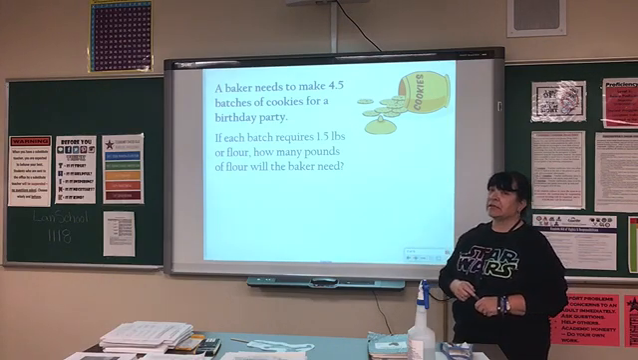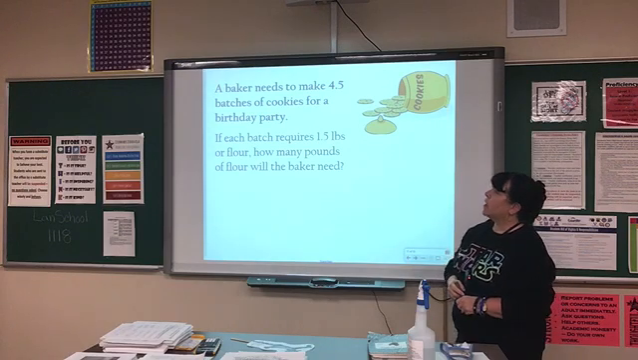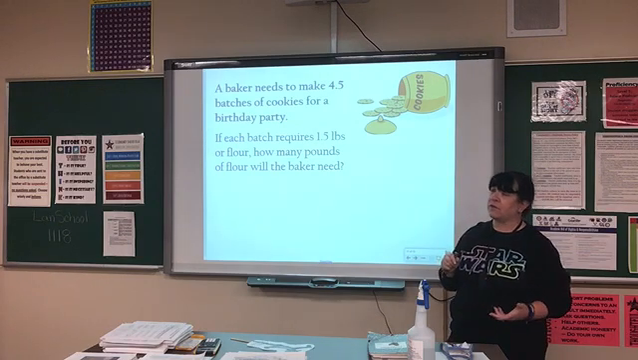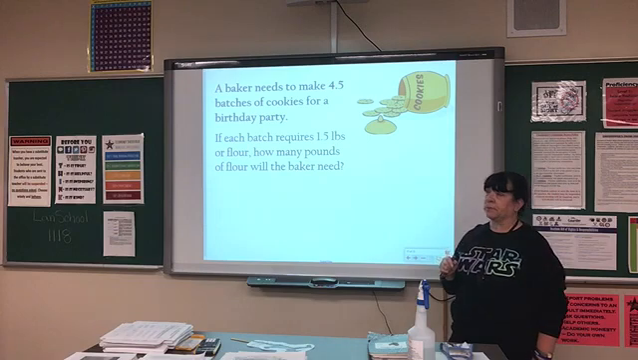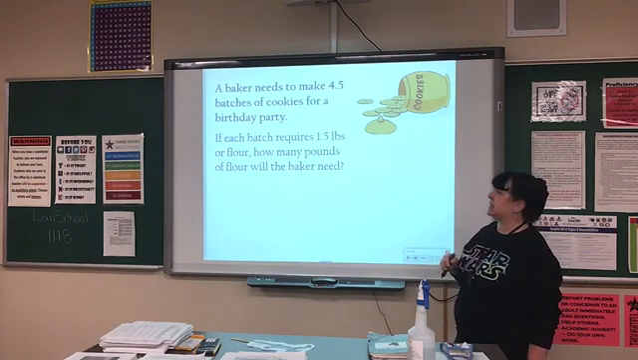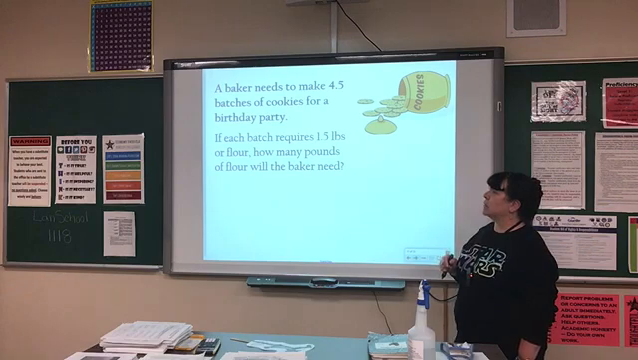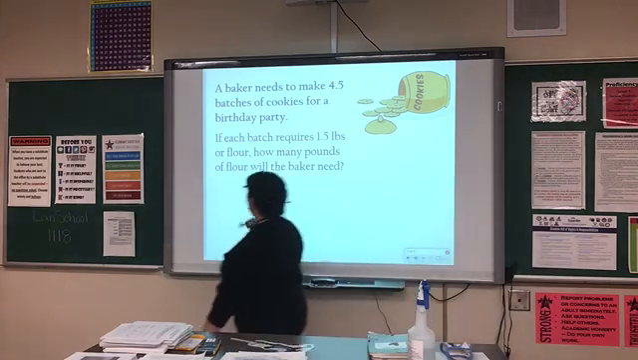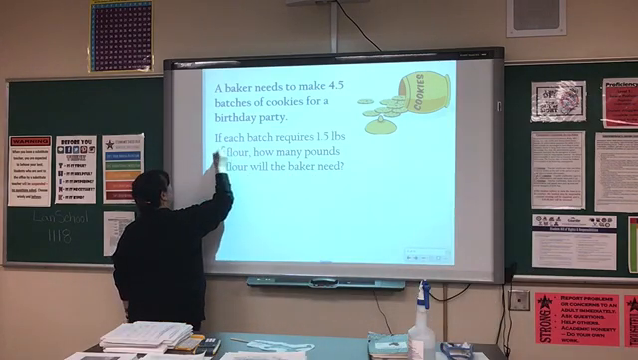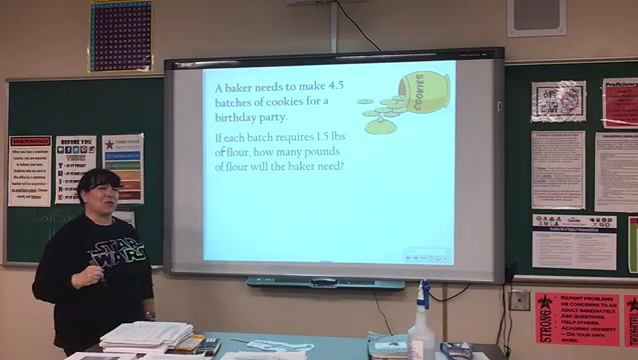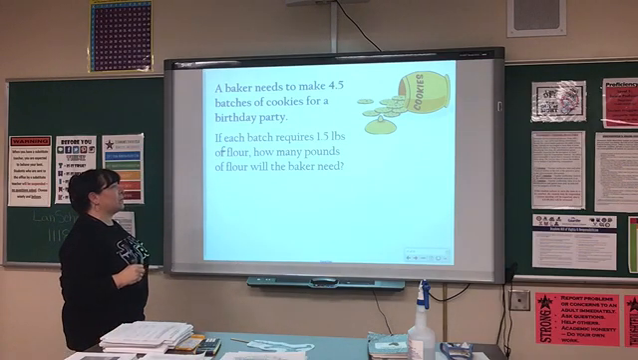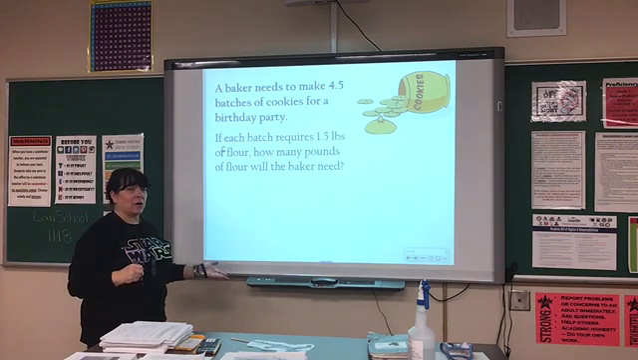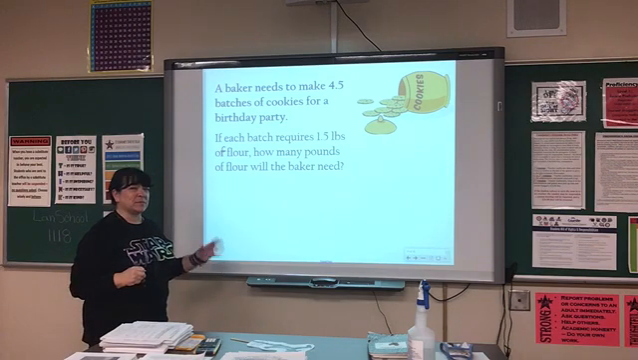Remember, context is the words that tell you what's going on. So it says a baker needs to make 4.5 or 4 5/10 batches of cookies for a birthday party. We'll go with 4.5 because that's the fast, easy. If each batch requires 1.5 pounds of flour, that should say of. Oops, typo. Let's change that to an of instead of an or. How many pounds of flour will the baker need? I hope you all know that you got to have lots of flour for good cookies. That's what makes them soft and gushy.